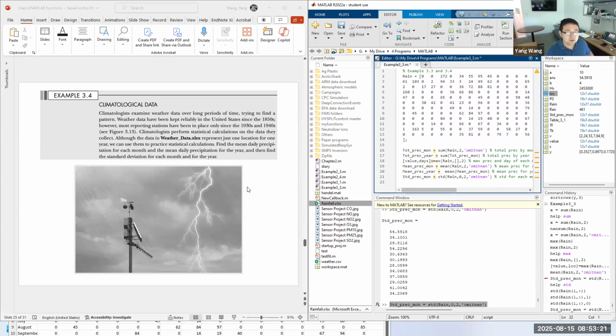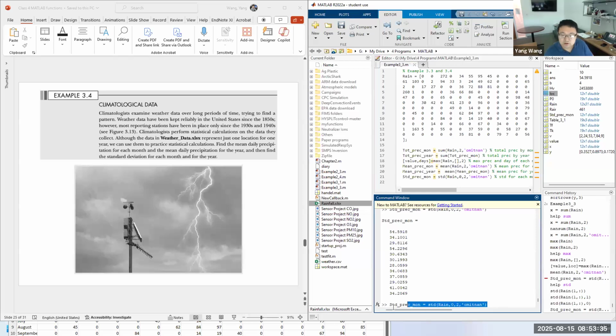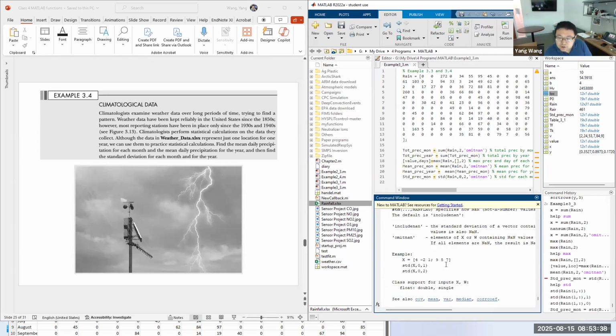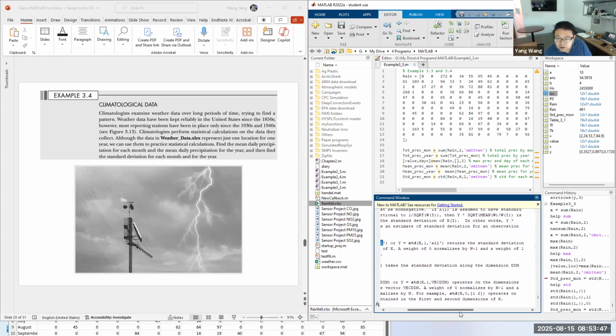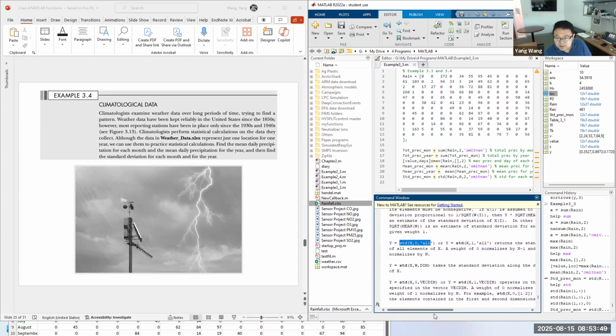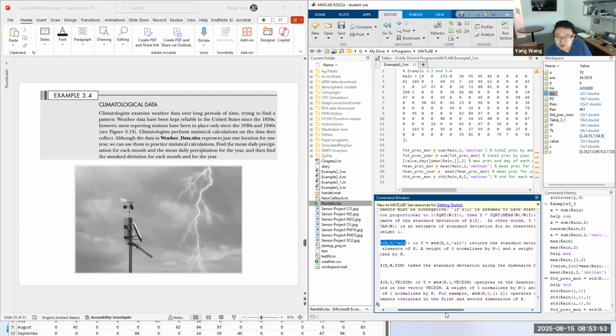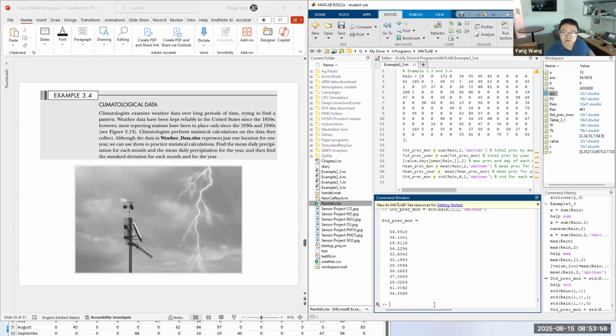So basically we want the standard deviation for the year. So we have to calculate everything, right? So if it's everything, is it a function of all that we just showed earlier over here? So if you use the standard deviation of 0 all and 1 all, it returns the standard deviation of all elements of X, right? So a weight of 0 normalized by n minus 1, a weight of 1 normalized by n. So basically, you can just do this.